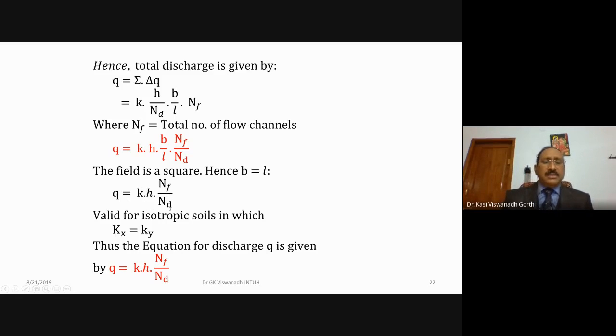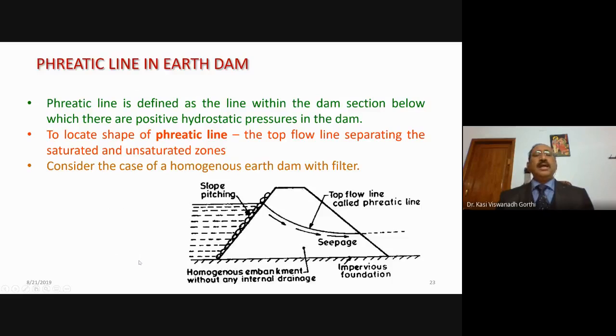So what is required now is the permeability of the embankment material, the total head causing flow, the number of potential drops and the number of flow channels. If these things are known, we will be able to estimate the seepage rate through the embankment, through the earth dam. Phreatic line in the earth dams: how the phreatic line, the top flow line, the seepage line would be.